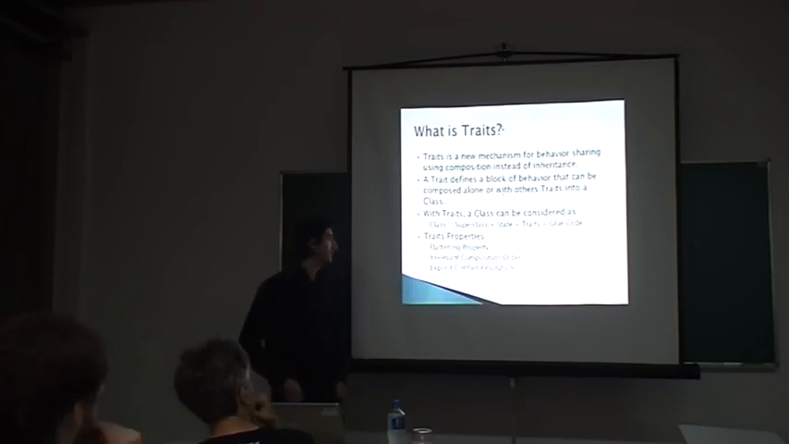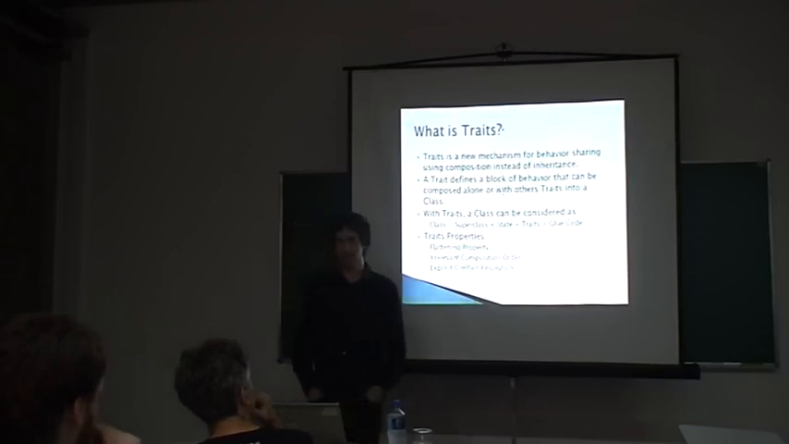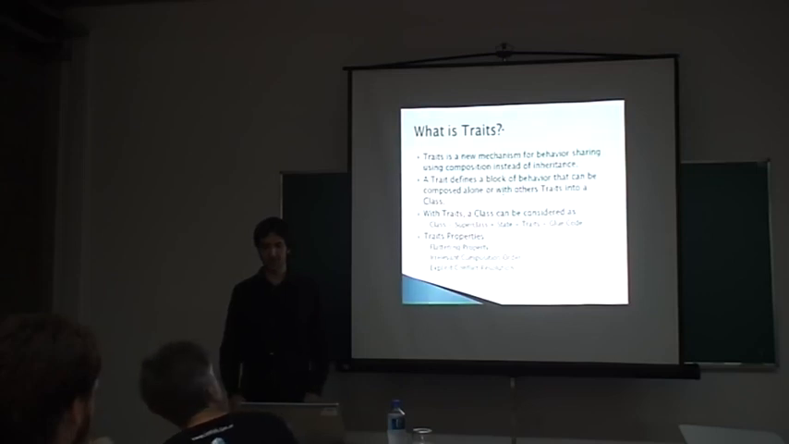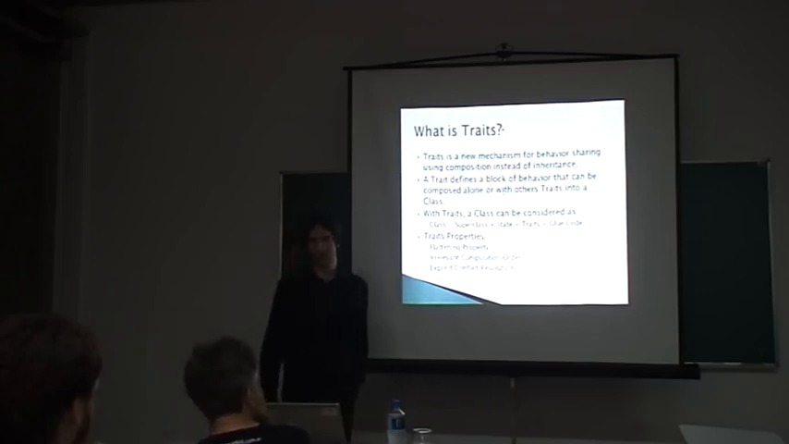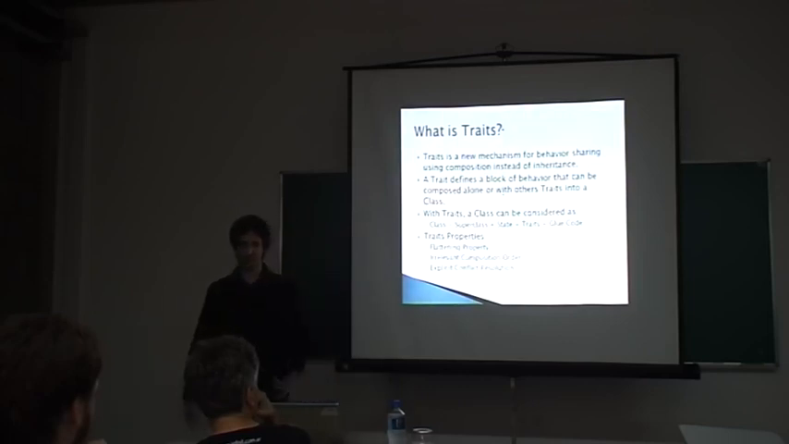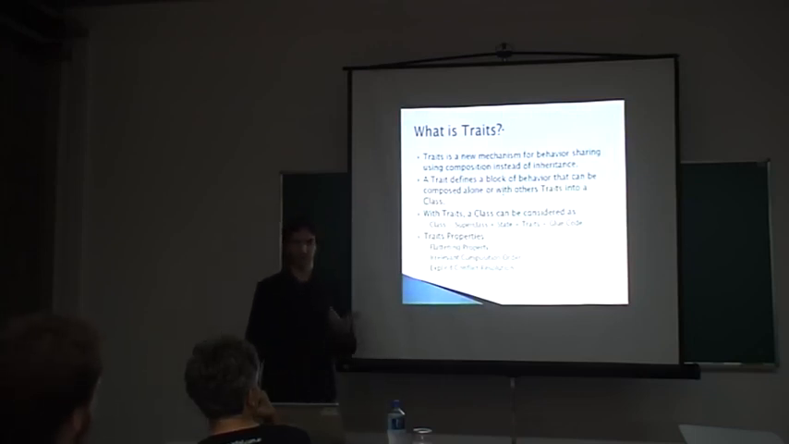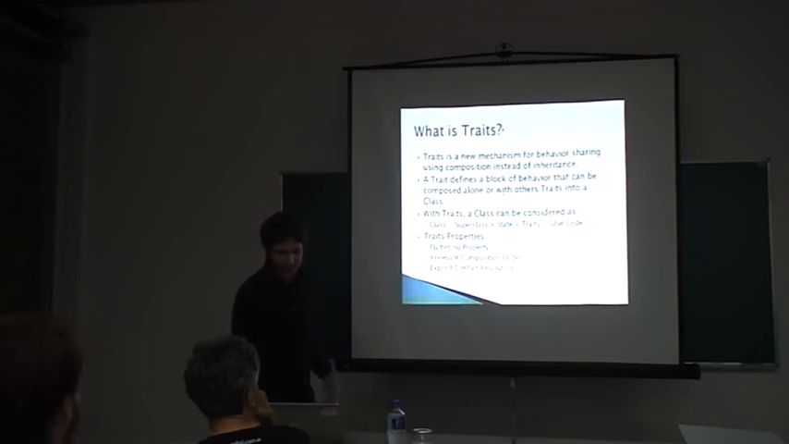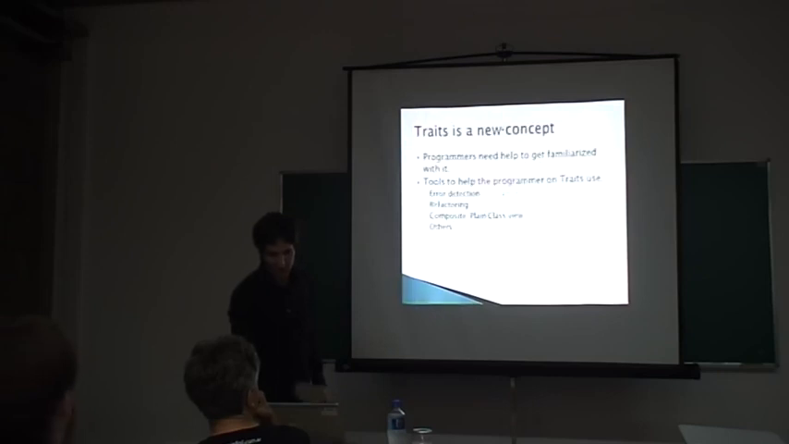Well, traits have different properties, like the flattening property. That means that the behavior provided by a trait has the same meaning as the behavior provided in the class. Also, the composition order of the traits is irrelevant, and that means that there is no implicit conflict resolution in traits. So in that way, you have to provide an explicit conflict resolution. It has other properties. This is just a brief review about what traits are.